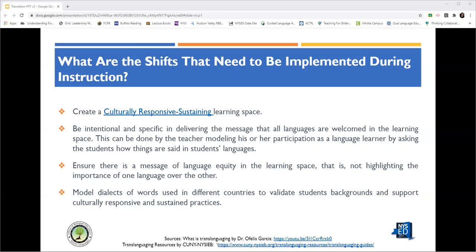When students feel that their language and culture is welcome in the learning space and is being empowered to utilize it, it creates a safe environment for the student. Finally, you want to model dialects of words used in different countries to validate students' backgrounds and support culturally responsive and sustained practices.